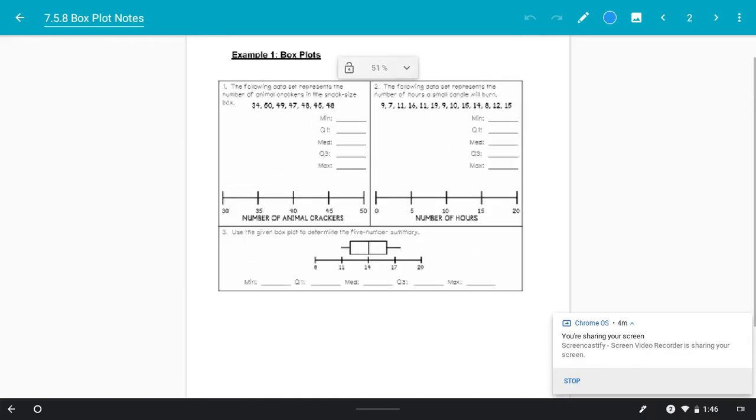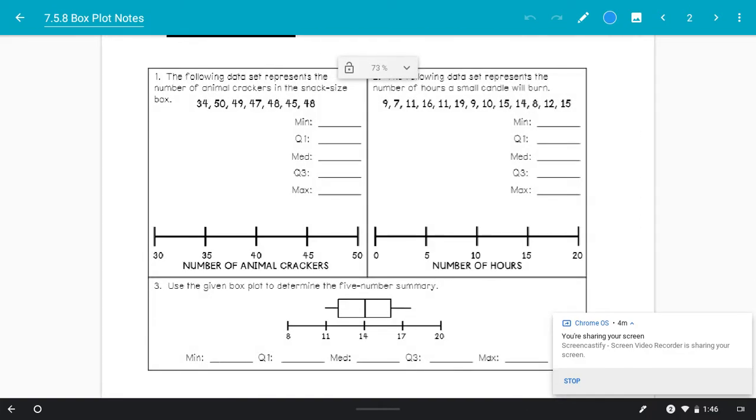So let's go into how do we actually make box plots. For our first example here, the following data set represents the number of animal crackers in a snack-sized box. The first thing that I want to do, especially since I'm going to be going for the minimum, median, and maximum, is order my data from least to greatest. So I'm going to go through my data set and look for the smallest value.